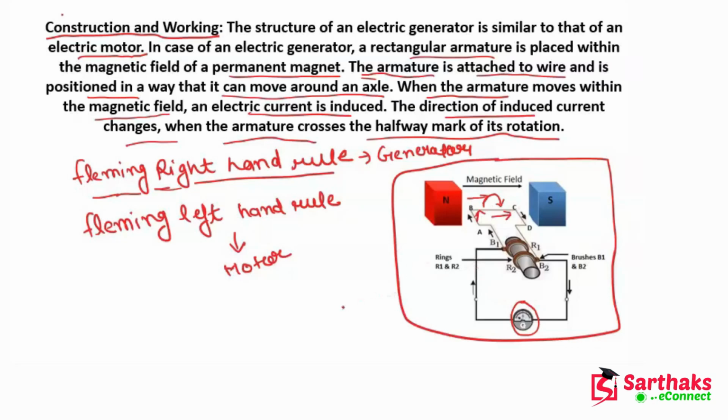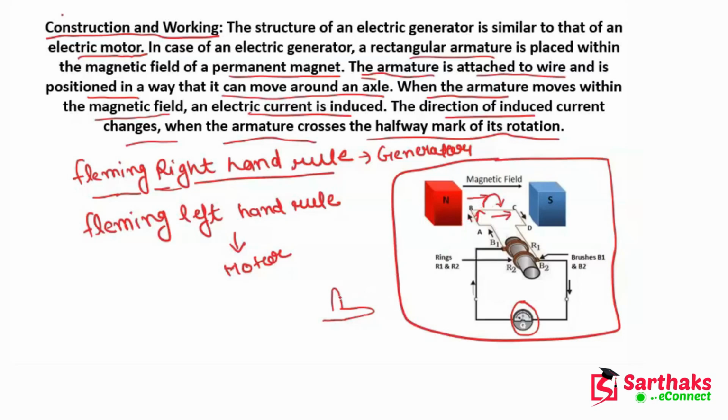Let's suppose this is your index finger and it is showing the direction of the magnetic field. Now you have to keep your thumb in the direction of motion of the conductor. So where is the direction of the motion of the conductor? As I already told you, this conductor is moving upward, so the direction of motion of the conductor is upward.